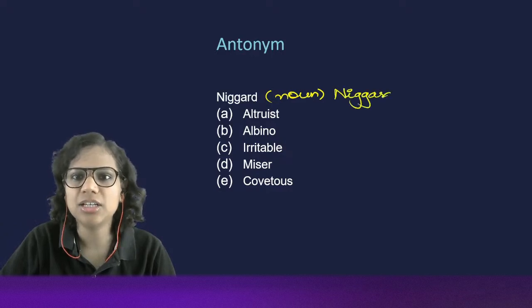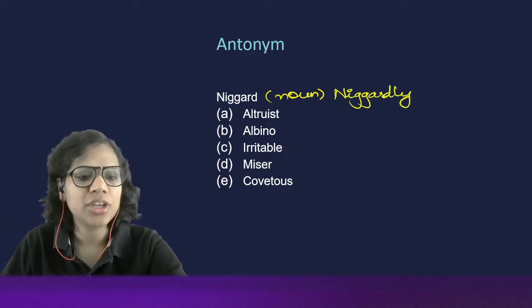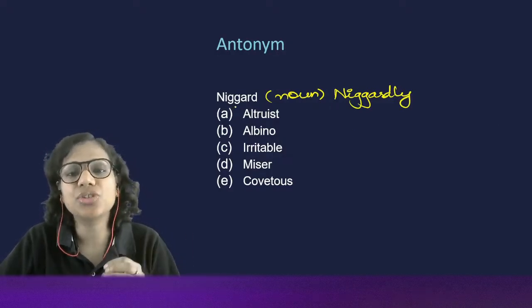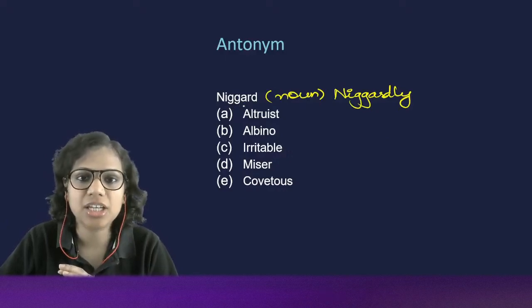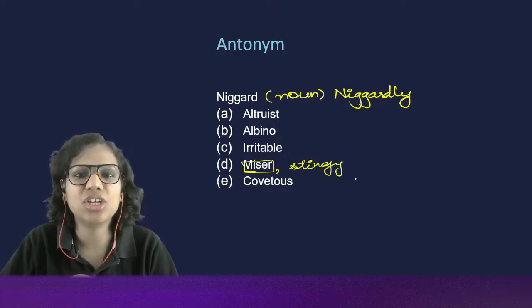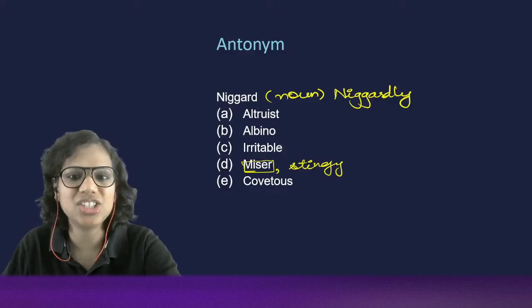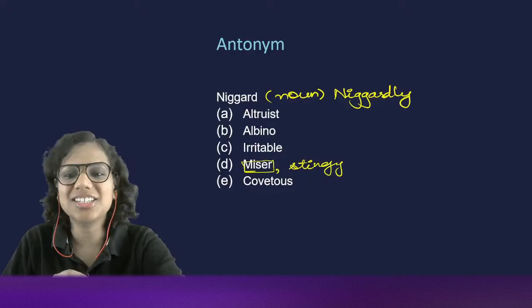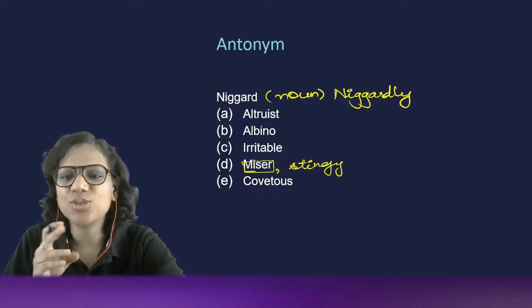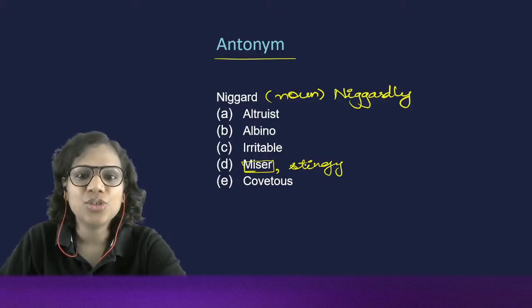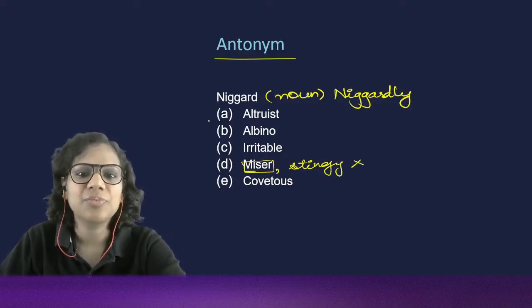So niggardly or a niggard is a person who is a miser. Right. Somebody who is stingy. Somebody who is penny pinching. Yes, we've done these words. Penny pinching, parsimonious, close-fisted, stingy. Yes. So if that is the meaning, can that be the answer then? Those who've marked D are saying miser. No, I need an antonym, isn't it? So miser cannot be the answer.